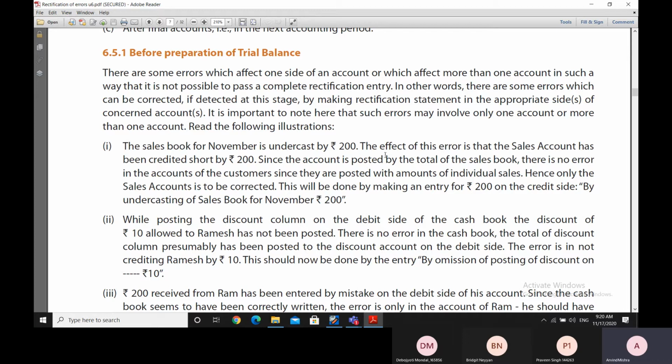Now the sales account is posted by the total of the sales book, and there is no error in the accounts of the customers because the accounts of the customers have been posted with the individual sales. So the customer accounts are correct, but the totaling mistake is there. Hence, in this case only the sale account is to be corrected, and therefore all we have to do is that we make an entry of 200 rupees on the credit side.